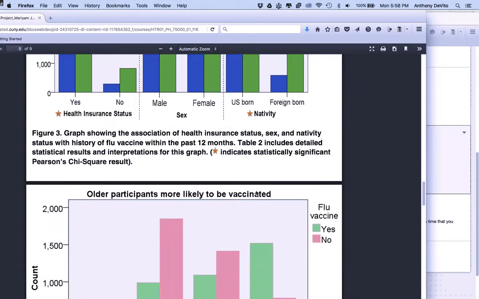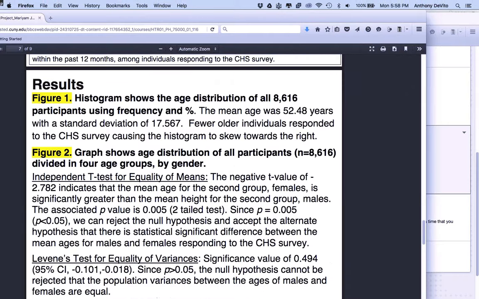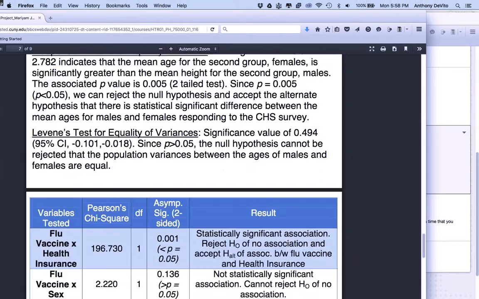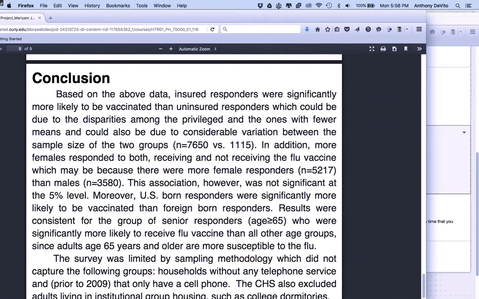She compared those. Then she did statistical tests associated with them to see if she could prove statistically that there's a difference between genders, whether gender would influence your getting a flu shot, and so on and so forth. And she summarized all that data, and then finally she gave us a conclusion.